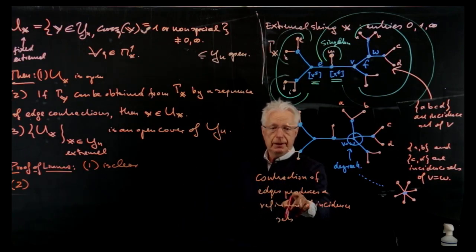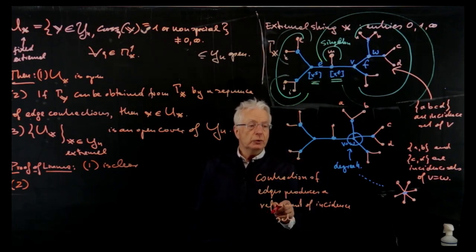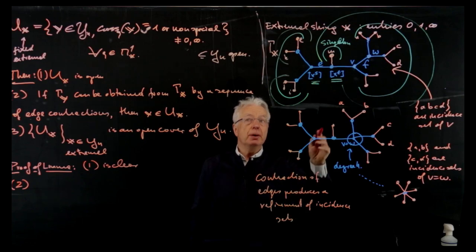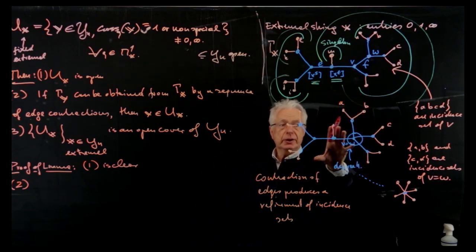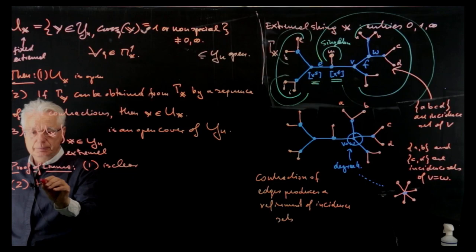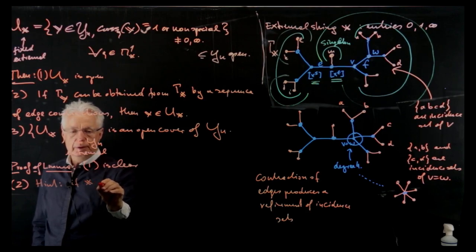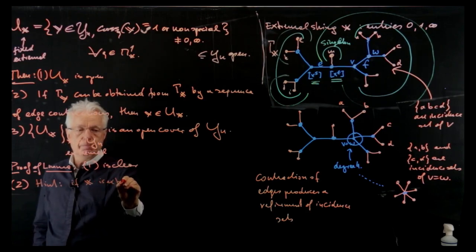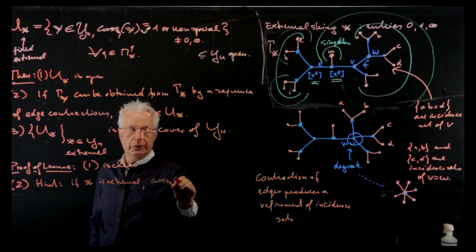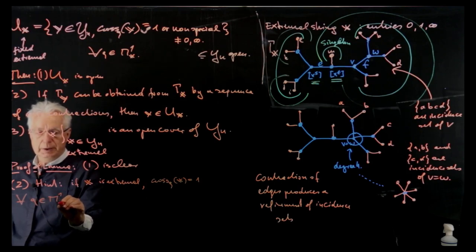You use this refinement procedure. Okay. So you have to control how the cross ratios can change if you pass from an extremal tree to a contracted tree. Okay. So let me give you a hint. If x is extremal, recall this in particular means cross q_x is 1 for all quadruples in this M_1^x.